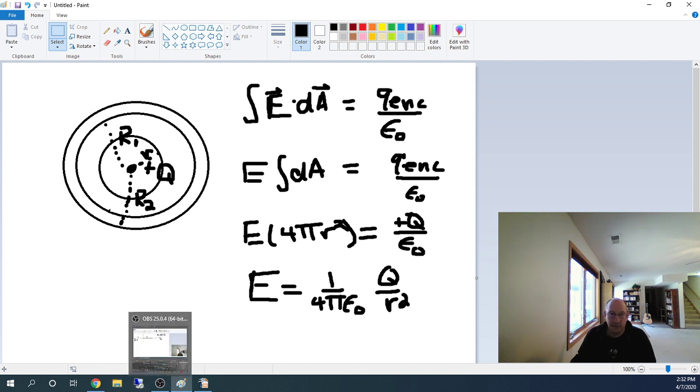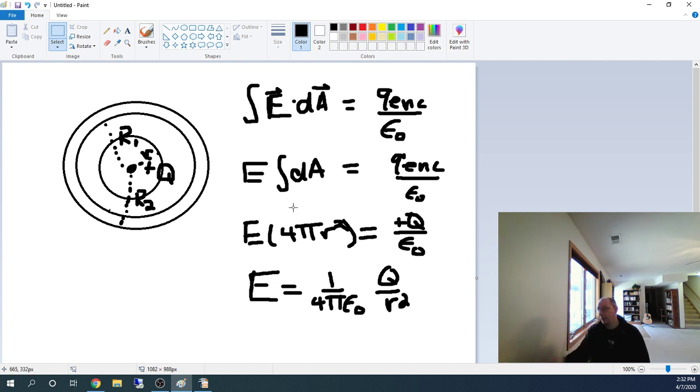Okay, does that make sense? Now, what if I were to make this surface here that I chose for my Gaussian surface big enough so that it was bigger than R1 but less than R2? In other words, what if my Gaussian surface was in here?